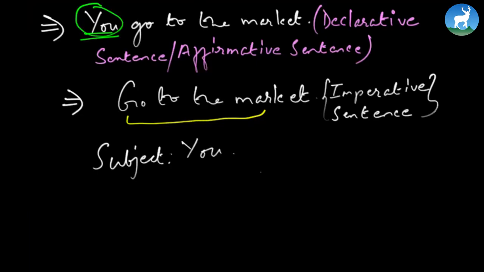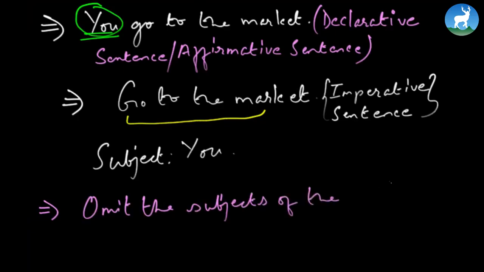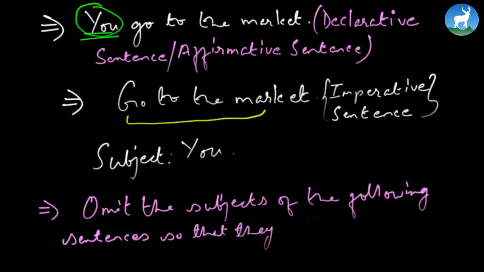Now in the exercise that comes next, all you have to do is omit, meaning clear away, the subjects of the following sentences so that they can be commands or orders.